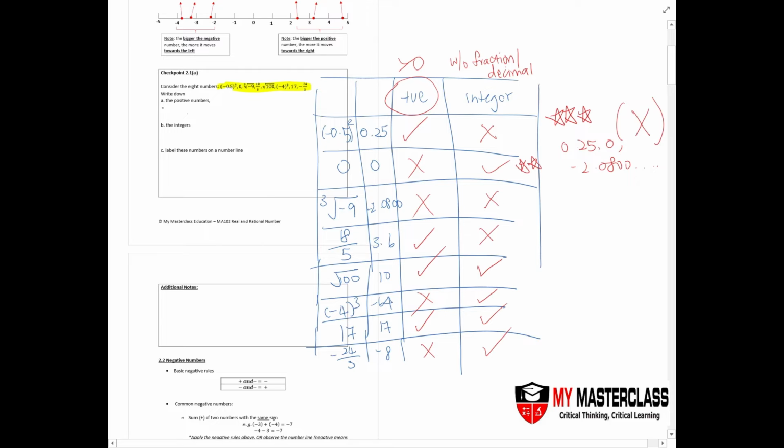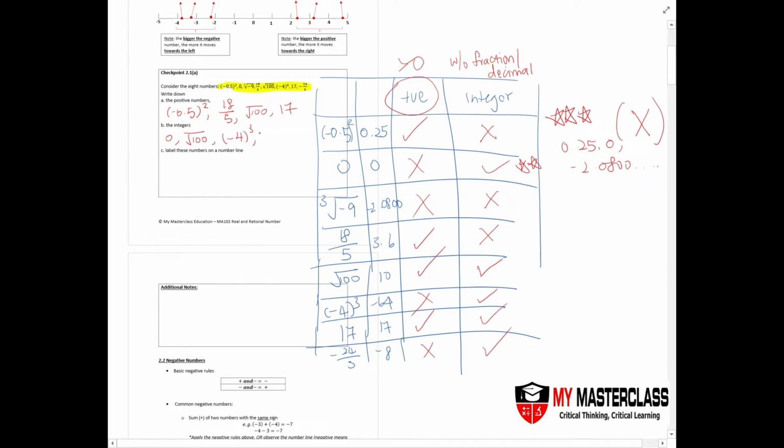So in this case, for positive numbers, I have 0.5 squared, 18 over 5, square root of 100, and then my last, which is 17. Then moving forward, I have my integer numbers, which is 0. I will write it in its exact form, square root of 100, and then -4 to the power of 3.